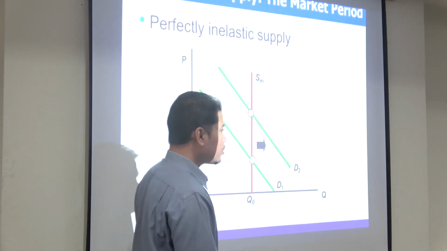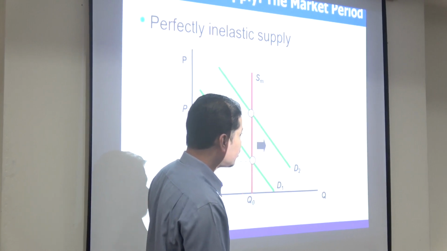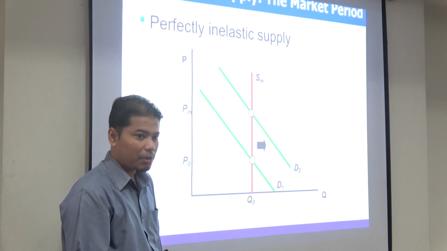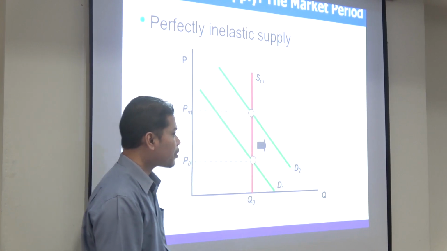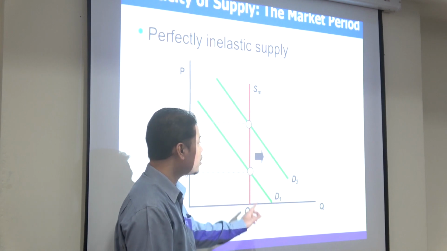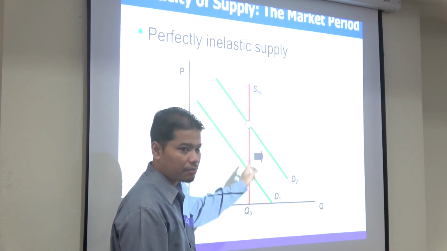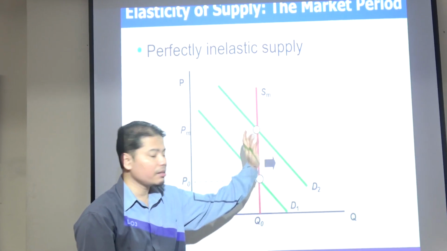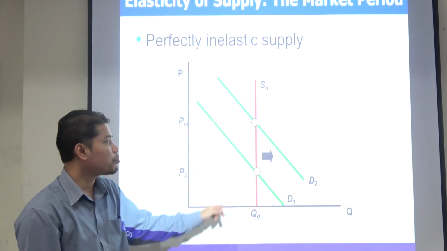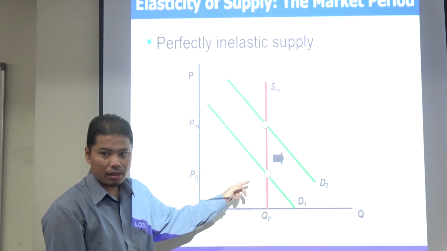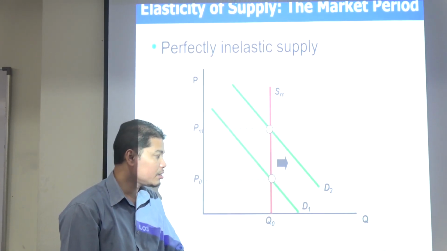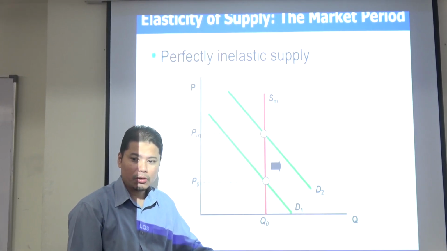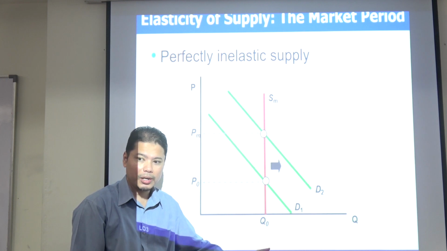Because in the market period, the producer cannot make any changes to the amount of inputs, then the supply curve in the market period will be perfectly inelastic. Perfectly inelastic. The supply curve is perfectly vertical. Whatever happens to the price in the market, the producer cannot increase or reduce output. They will continue to produce and offer the same quantity of output in the market.